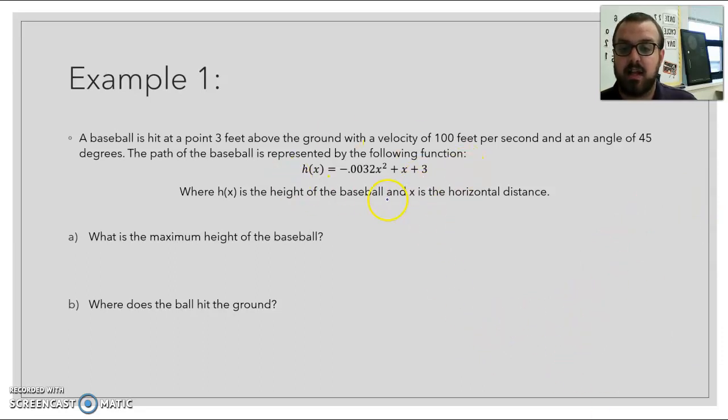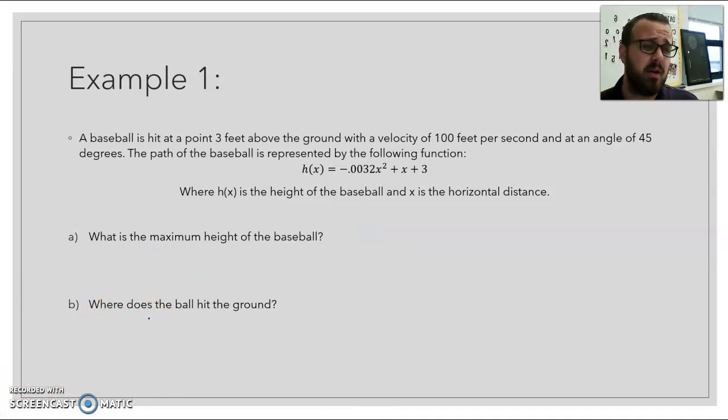Okay, so we see the function right here. h of x is the height of the baseball and x is the horizontal distance. So they're telling us that the function is representing the height of the baseball, and the x value, the inputs that are going in, is how far out the baseball is. Okay? We're going to need to find the maximum height of this baseball and where the baseball is hitting the ground.